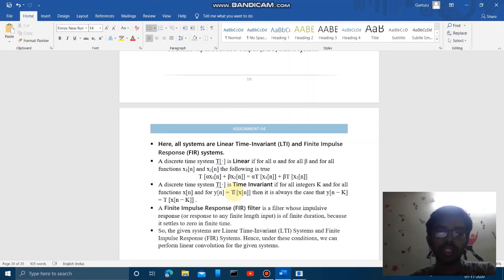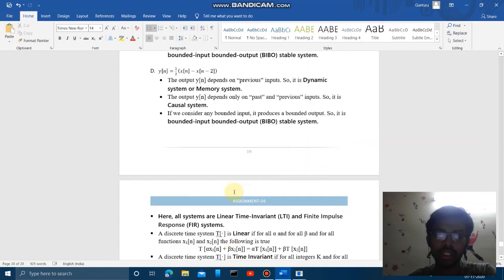And the next one is FIR. FIR is a filter whose impulse response is of finite duration because it settles to 0 in finite time. So the given systems are LTI and FIR systems. Hence, under these conditions, we can perform linear convolution for the given systems.